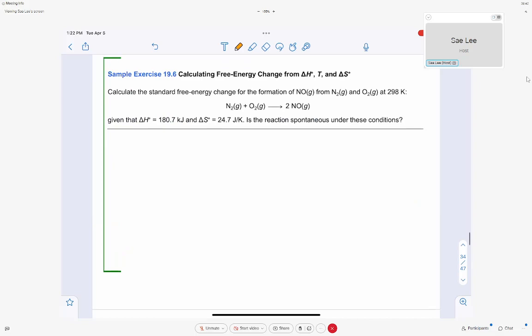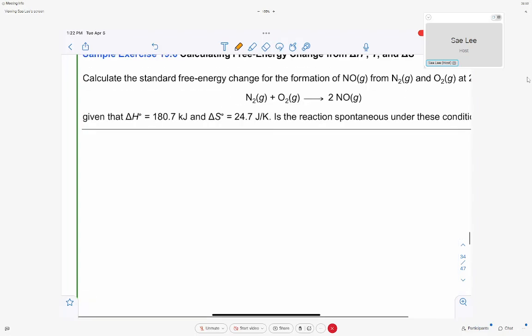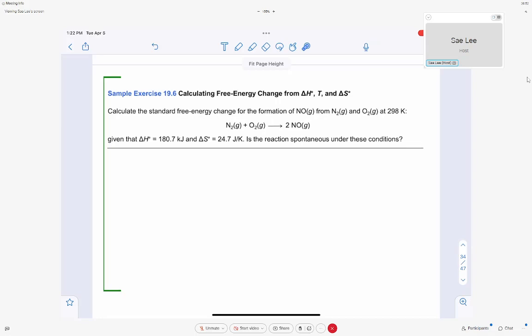Let's try a sample exercise. Calculate the standard free energy change for the formation of nitric oxide from nitrogen and oxygen at 298 Kelvin. Given that the standard enthalpy change is 180.7 kilojoules and the standard entropy change is 24.7 joules per Kelvin. Is the reaction spontaneous under these conditions?